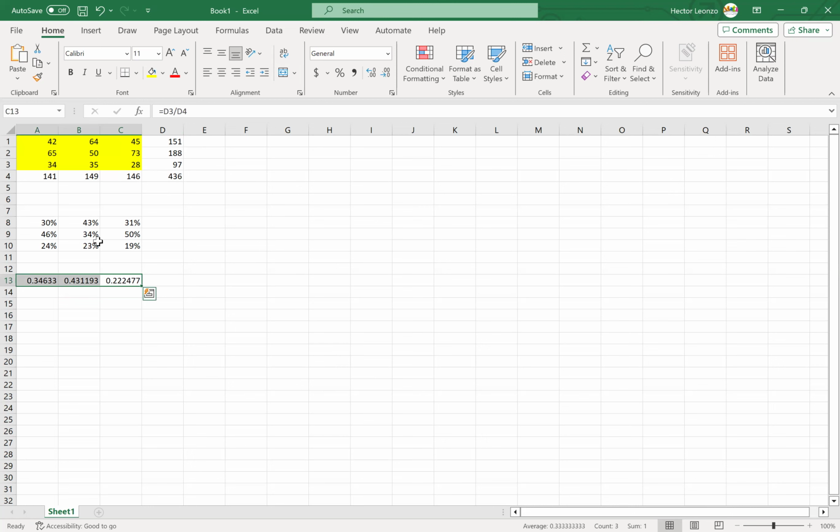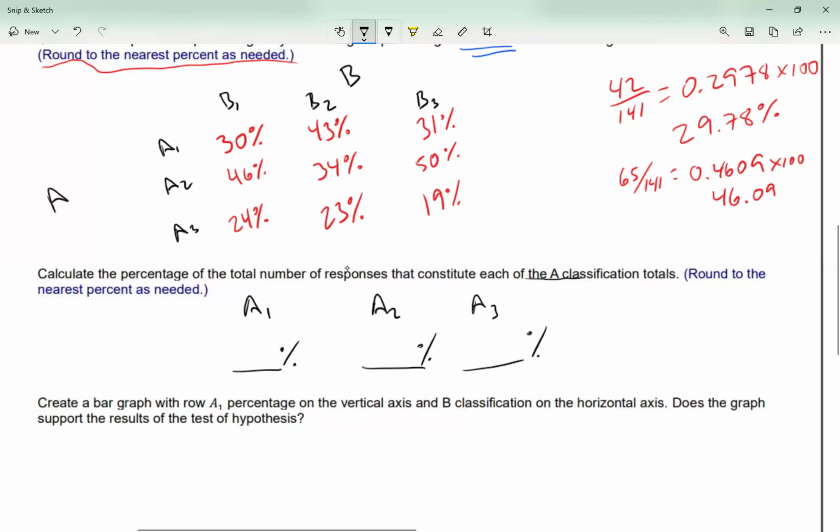I'm actually going to have Excel figure it out. It tells me my percentages are 35%, 43%, and 22%. So we said this is 35%, this is 43%, and this is 22%.